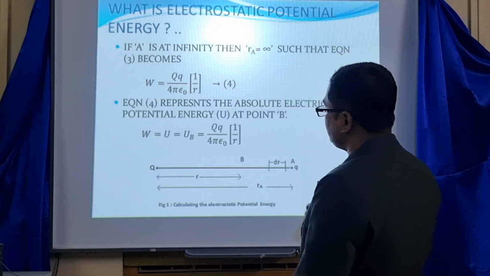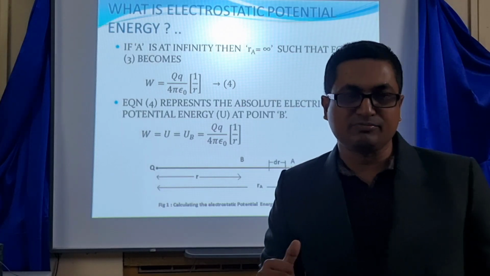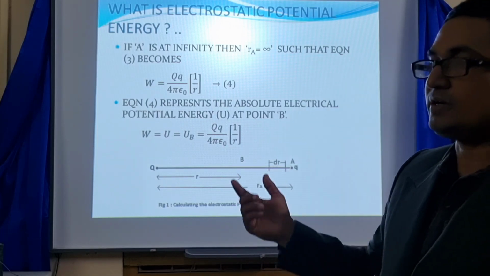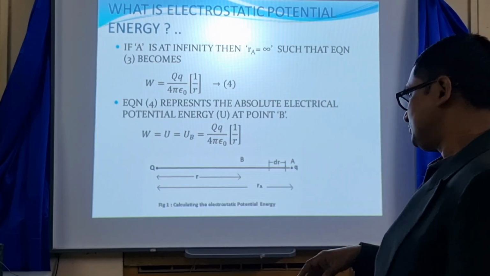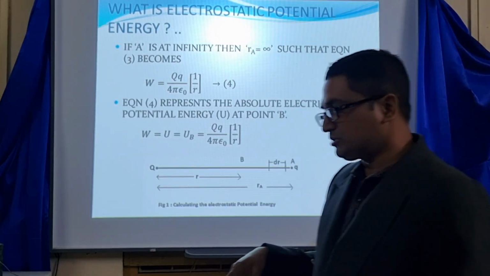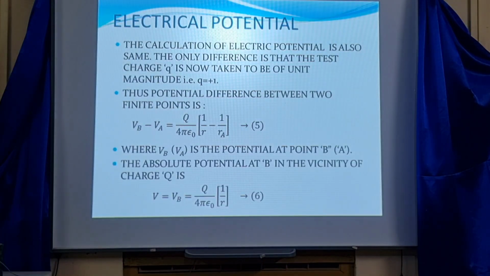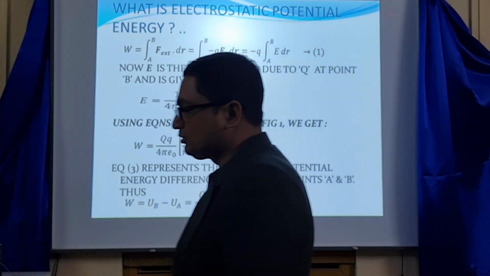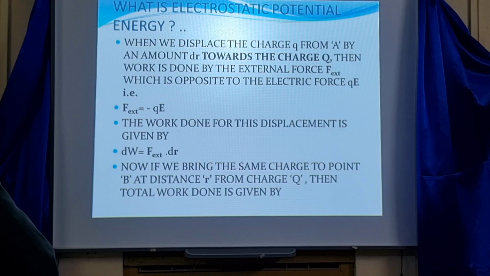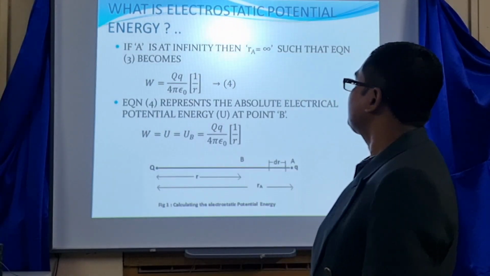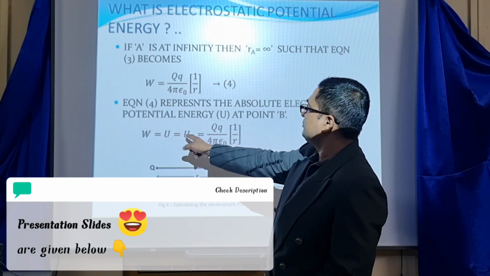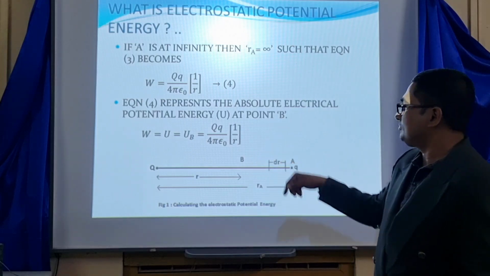So just to say, in the initial part of this video, we have two kinds of potential energy we take care of. One is potential energy difference when point A is at a finite distance, and in another case the point A will be at an infinite distance. In the first case, point A was at a finite distance R, and we have this potential energy difference W equal to UB minus UA. In the case of R at infinity, this is given by equation 4. So this represents absolute potential energy, W equal to U equal to UB, that is Q small q by 4 pi epsilon naught into 1 by R.